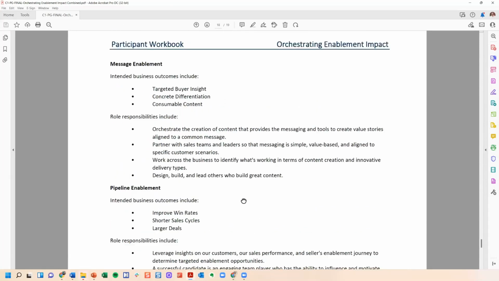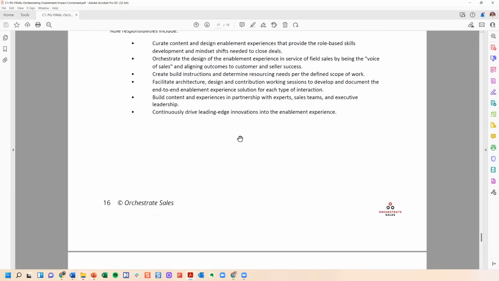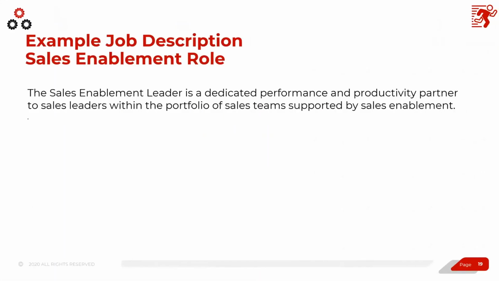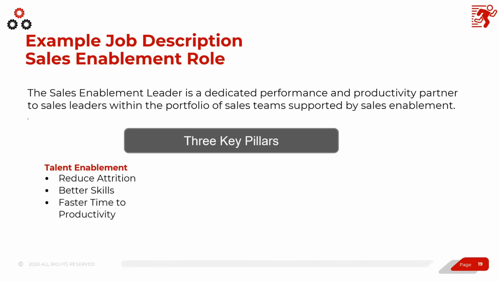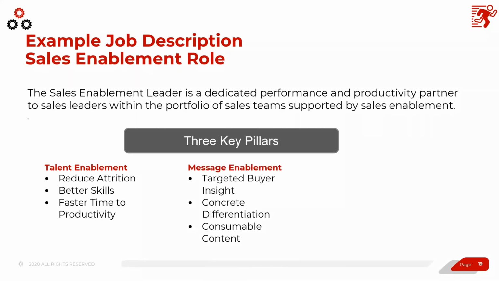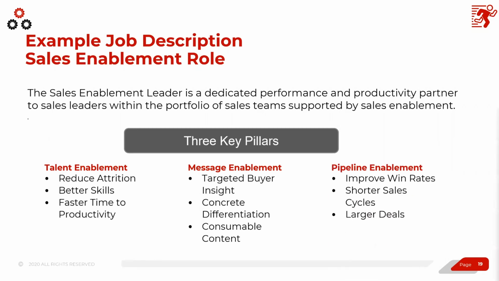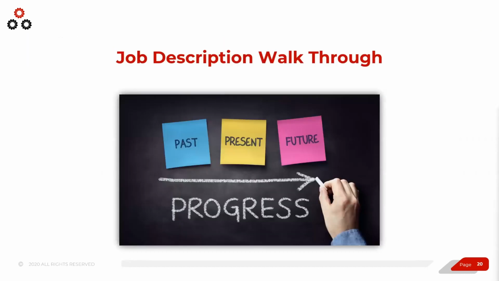So when you look at these, what jumps out at you? From my perspective, I see those three pillars. Talent enablement is about reducing attrition, helping salespeople get better skilled in sales, and faster time to productivity. Message enablement is targeting the right buyer, creating differentiation, and creating content that salespeople can use. Pipeline enablement is about improving win rates, shorter sales cycles, and larger deals. So this is a real job description that's actually out on the market.